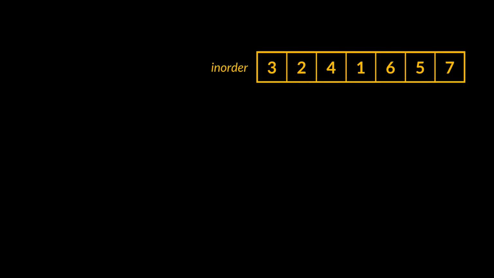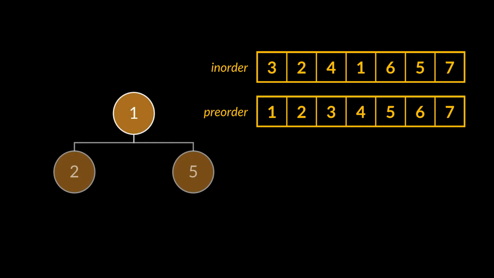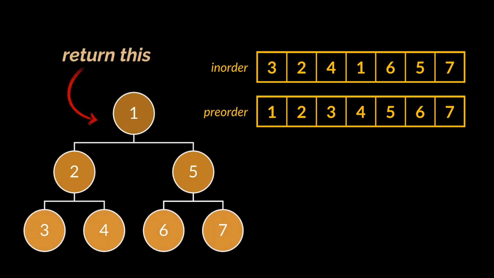Suppose you are given two integer arrays, pre-order and in-order, where pre-order is the pre-order traversal of a binary tree and in-order is the in-order traversal of the same tree. What you are asked to do is construct and return the binary tree.